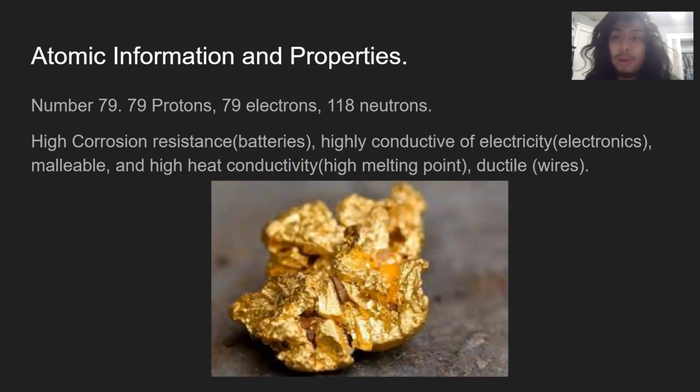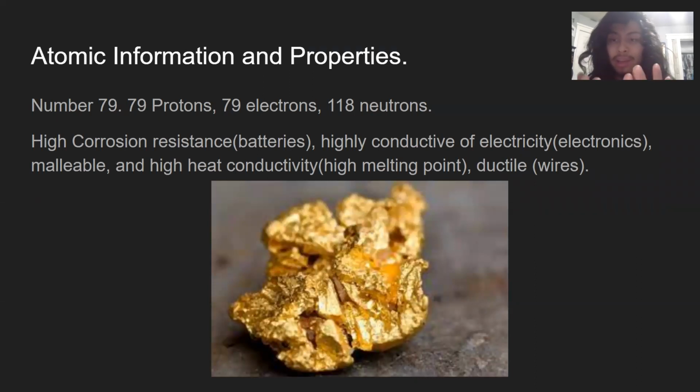But some of its properties are it has a very high corrosion resistance, so that's really good for batteries. It's highly conductive of electricity. That goes to show for like electronics. It's incredibly malleable, so you can mold it into whatever you want. Well, almost anything you want. You just have to apply enough heat and pressure, and then it'll start moving around.